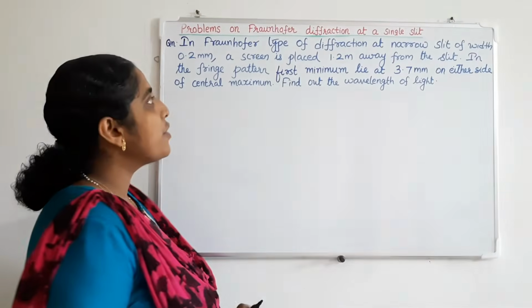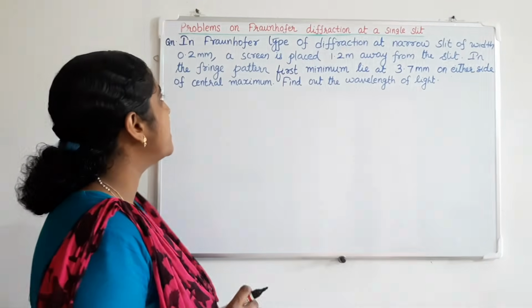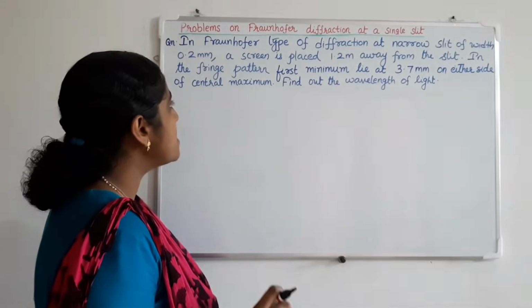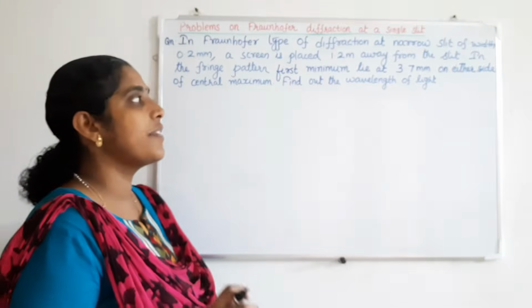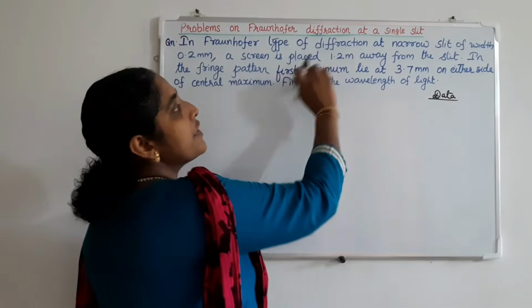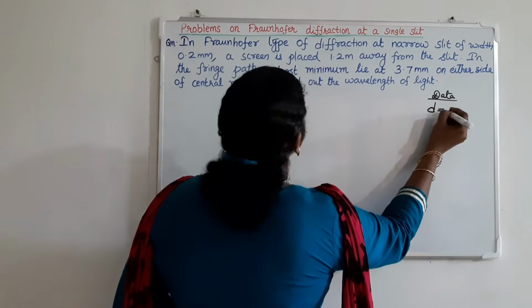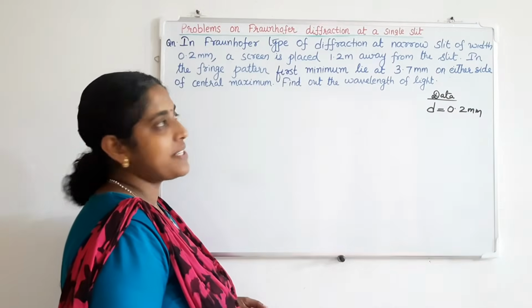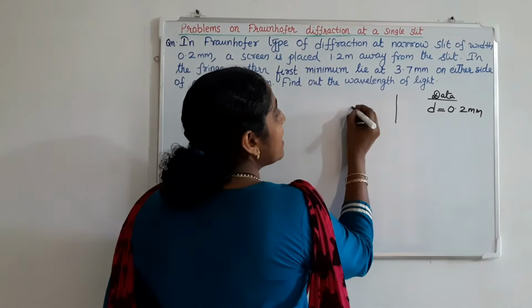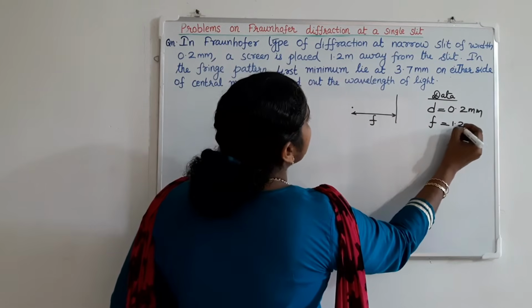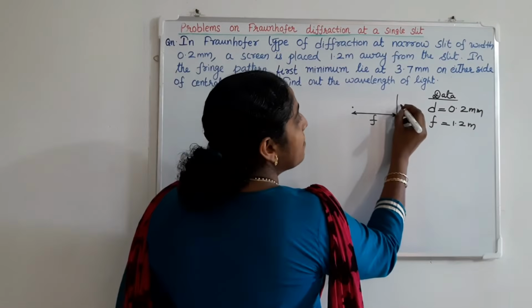Next question. In Fraunhofer type of diffraction at a narrow slit of width 0.2 millimeter, a screen is placed 1.2 meter away from the slit. In the fringe pattern, first minimum lies at 3.7 millimeter on either side of central maximum. Find out the wavelength of light. The distance between the screen and the slit we are considering as f, that is equal to 1.2 meter.